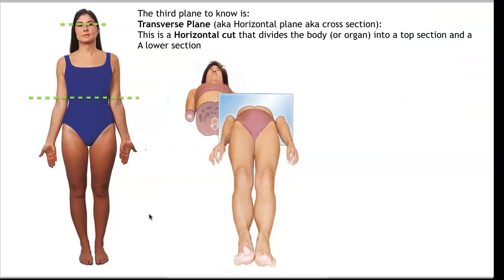This last plane that you need to know is a transverse plane. This is a horizontal cut, aka a cross section. So we are cutting in this direction, in the horizontal plane. So you can cut the body or organ anywhere in this horizontal plane. And now we are dividing the organ or body into a superior section and an inferior section.